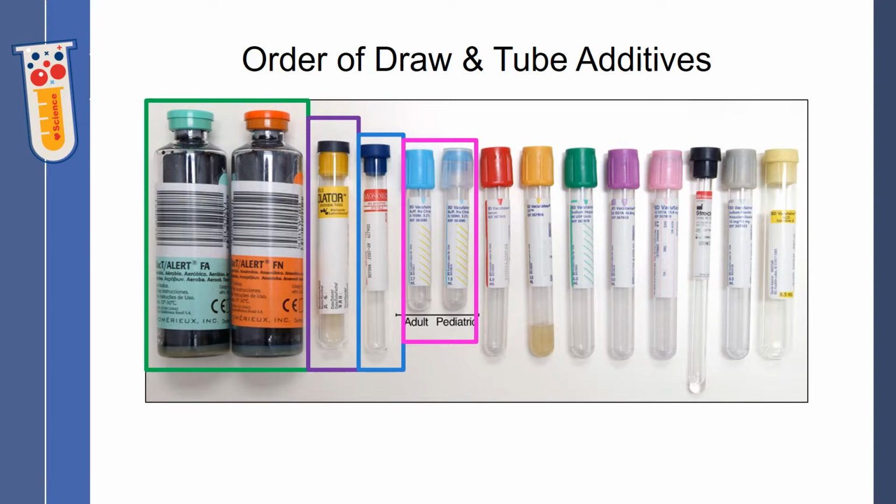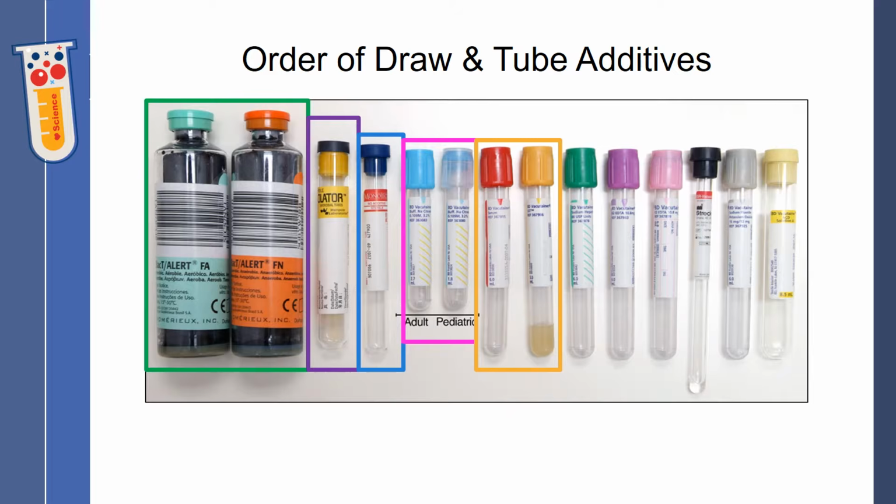These blue top tubes, I'm sure you are all familiar with. The light blue ones have sodium citrate in them, and they are used for coagulation testing. Here, the solid blue on the left is an adult tube, and the tube on the right that has that clear overlay is a pediatric tube for this particular brand of tube, and these are BD vacutainers.